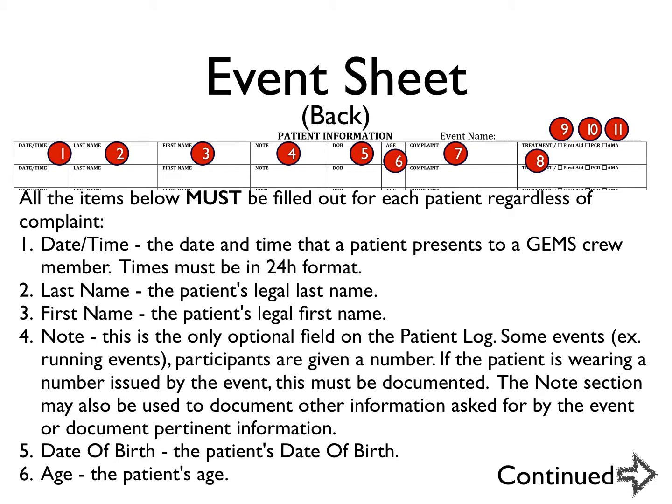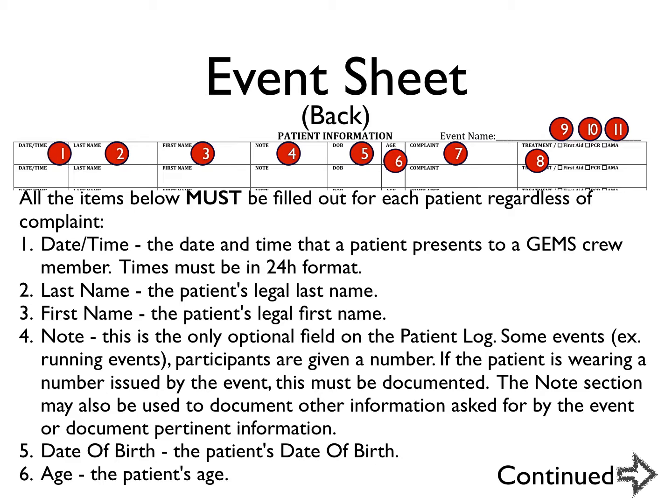The next box is the last name of the patient. So this is their legal last name. The third box is going to be the patient's legal first name. The fourth box is a note field. This is an optional field on the patient log. In fact, it is the only optional field on the patient log.